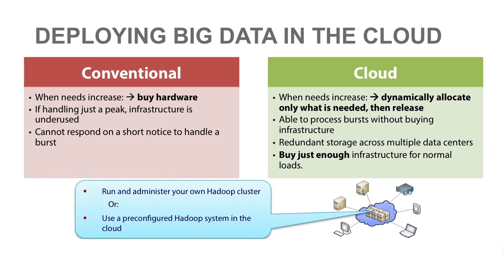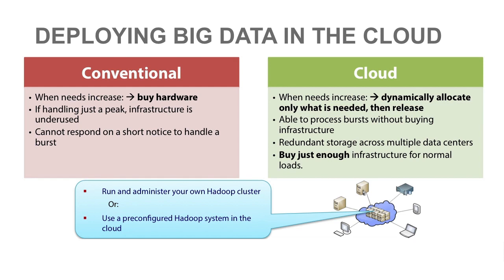One thing to consider is that you could deploy big data in the cloud, and that can be your private or a public cloud. In a conventional environment, when you need an increase in performance, you would go and buy new hardware. The problem is that in many cases, we need to handle just a peak, and in that case, our infrastructure is going to be underused. On the other hand, if we are handling bursts, we cannot respond on such short notice, go and get all the hardware that we need. This is why cloud is so interesting.